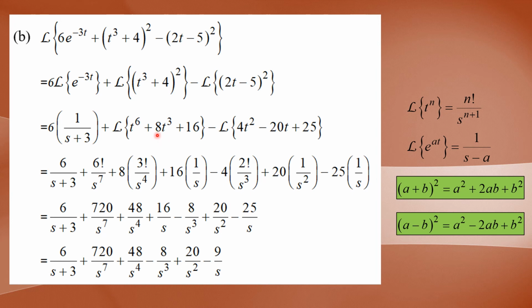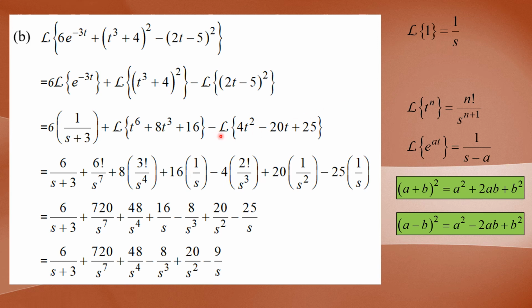Now 8 is a constant, so we can evaluate 8 multiplied by the Laplace transform of t cubed. Applying the same formula where n is equal to 3, we get 8 multiplied by 3 factorial divided by s to the power of 4. Plus the Laplace transform of 16. Now 16 is 16 times 1, so it's the same as evaluating 16 multiplied by the Laplace transform of 1. And we know that the Laplace transform of 1 is 1 over s.